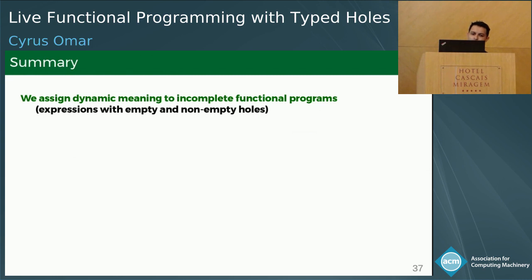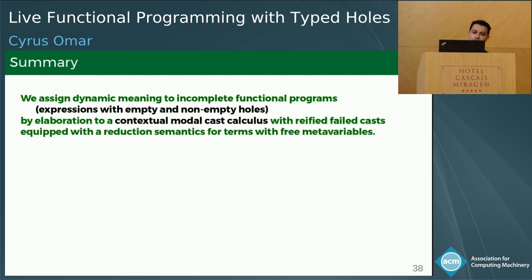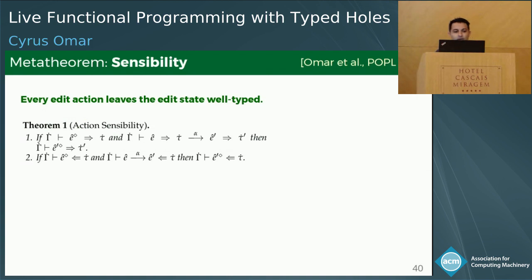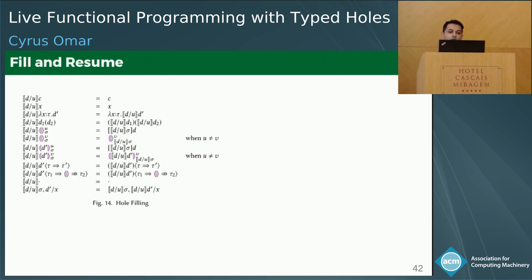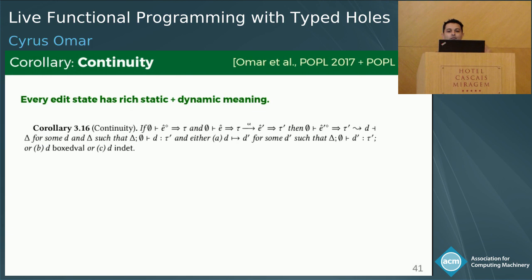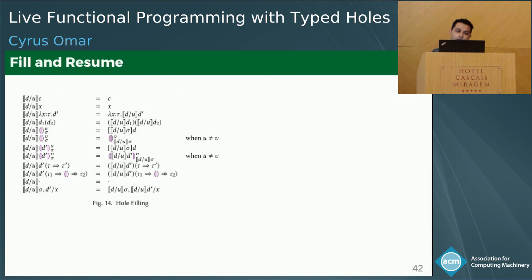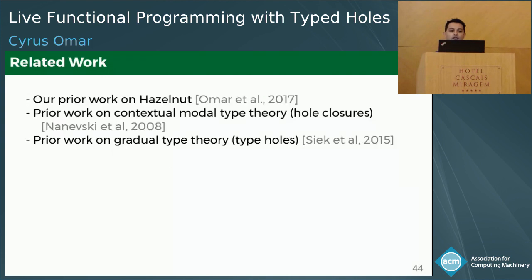So to summarize, actually let me skip the summary because I'm running low on time. And so the corollary of this is, because in Hazel every edit state has static meaning, that was our POPL 2017 paper, we also have this corollary that says there's dynamic meaning for every single edit state. Every keystroke that you make in Hazel will produce a new result. I don't have time, so I'll just mention briefly, there's a hole filling operation as well, so you can continue evaluation after hole filling.